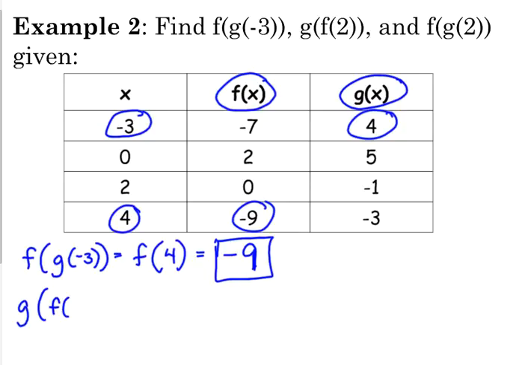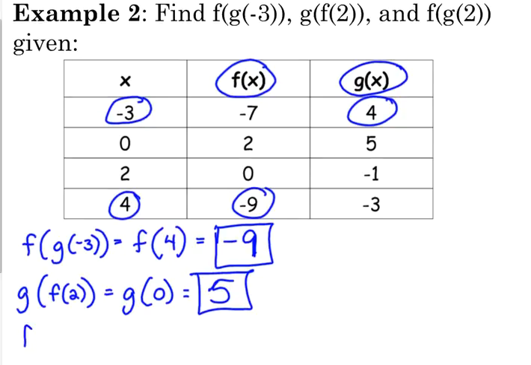Okay, g of f of 2. Okay, f of 2 from the table is 0. G of 0 from the table is 5. How about, we know the order matters, so how about f of g of 2? Well, g of 2 is -1.